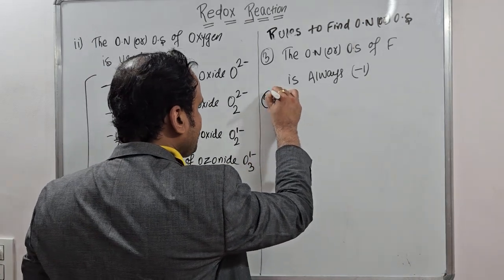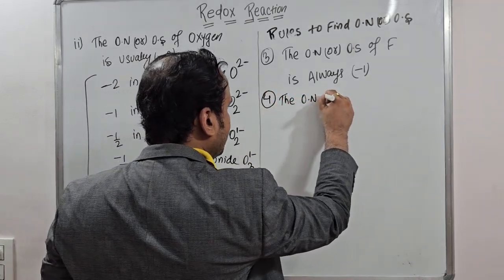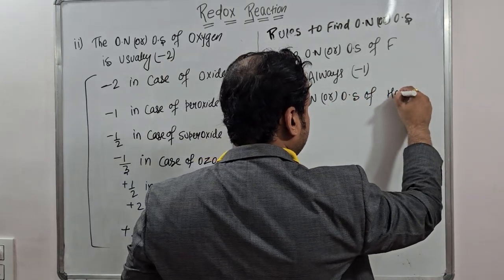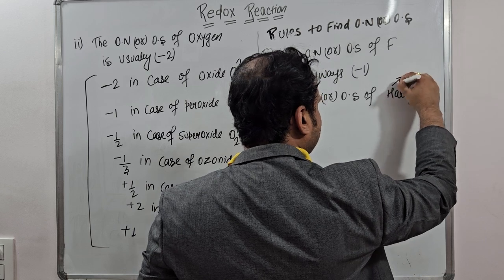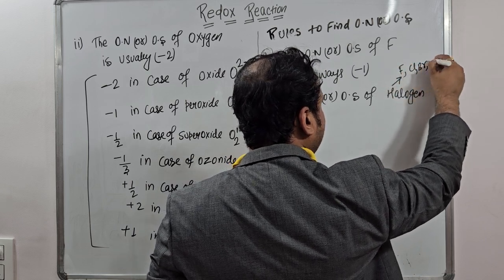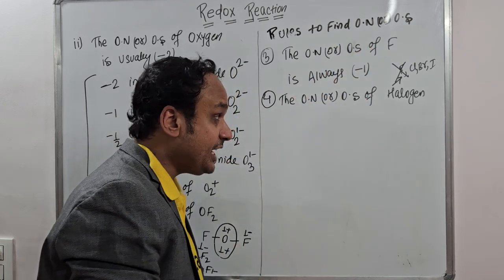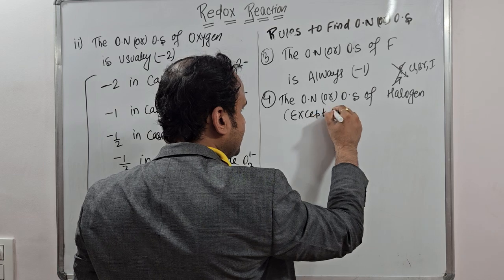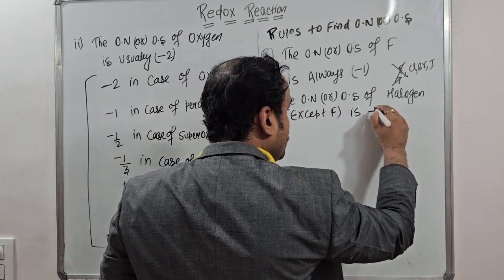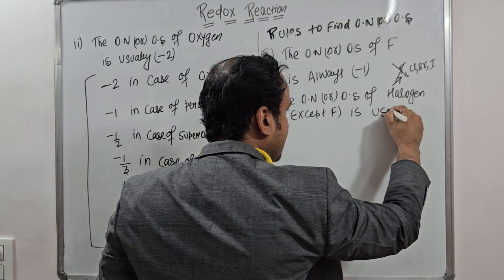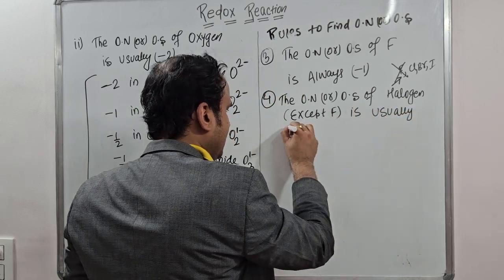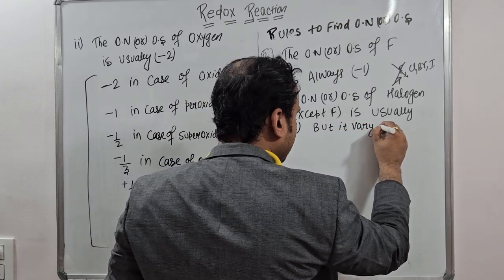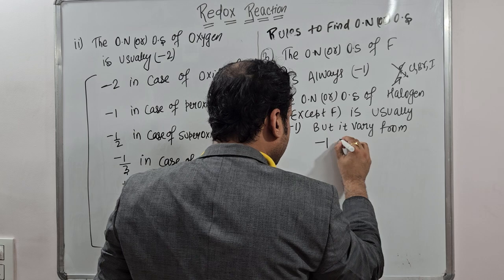Next point, the oxidation number or oxidation state of halogen. Halogen, you know, group 17 elements: fluorine, chlorine, bromine and iodine. So the fluorine rule we have already written. So the oxidation number or oxidation state of halogen except fluorine is usually -1, but it varies from -1 to +7. Here usually means there are some exceptions.